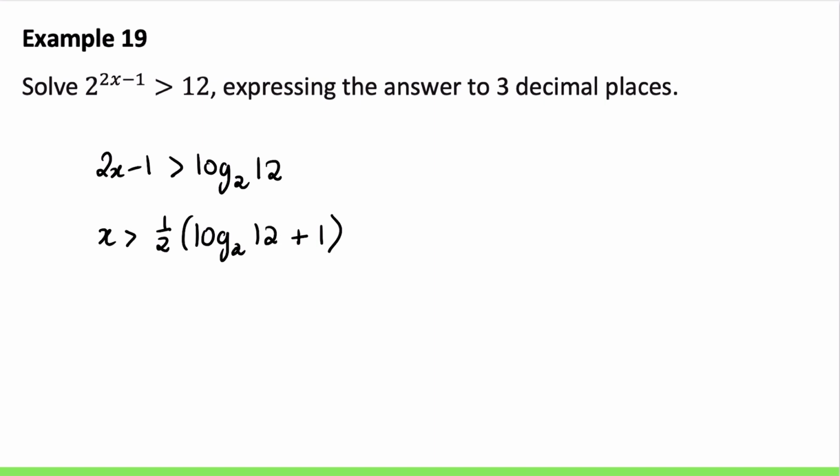We then need to type that into our calculator, and you'll get 2.29248, and so on. To round that off to 3 decimal places, that will just be 2.292.